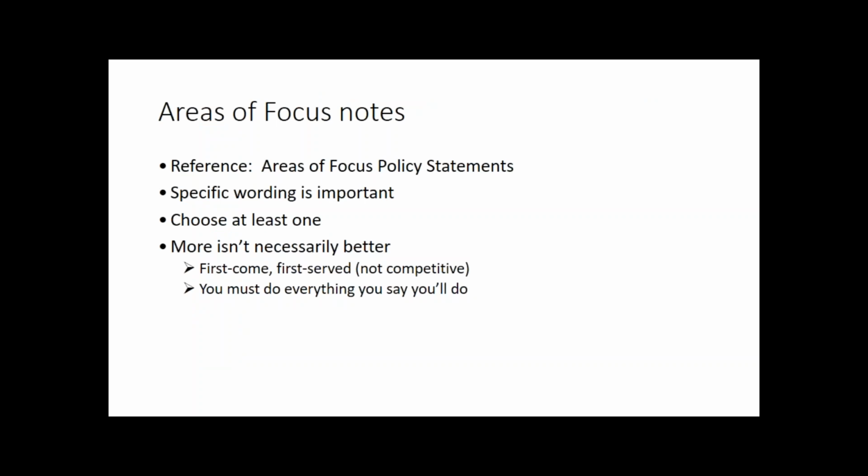Some clubs try and do them all in one grant, right? Please don't do that, because the specific wording is really important. Pick one area of focus and then elaborate on that one. Quite often they cross boundaries, for sure, but focus your attention on that one area of focus, on what your grant proposal is going to do in that particular area. More isn't necessarily better. First come, first served. It is not competitive. And you must do everything that you say you're going to do. That's the key.